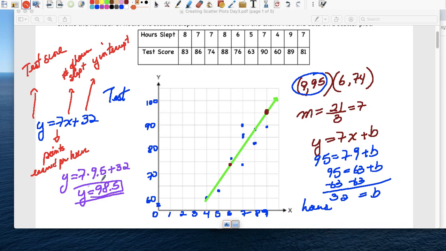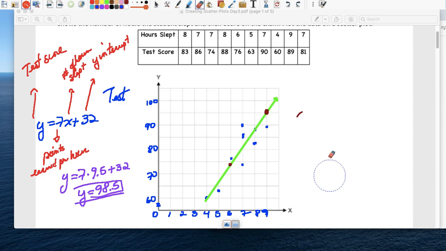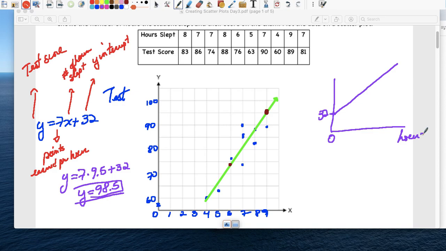What does the 32 mean? Well, the 32 is our y-intercept. So like I said before, I'm going to erase this slide here. So we have a graph, and let's say the y-intercept is here, 32. And it's like this. So 0 hours, and this is your test score. So the y-intercept says that if you slept 0 hours and you took the test, you were predicted to get a 32% on your test. But that's what it means.